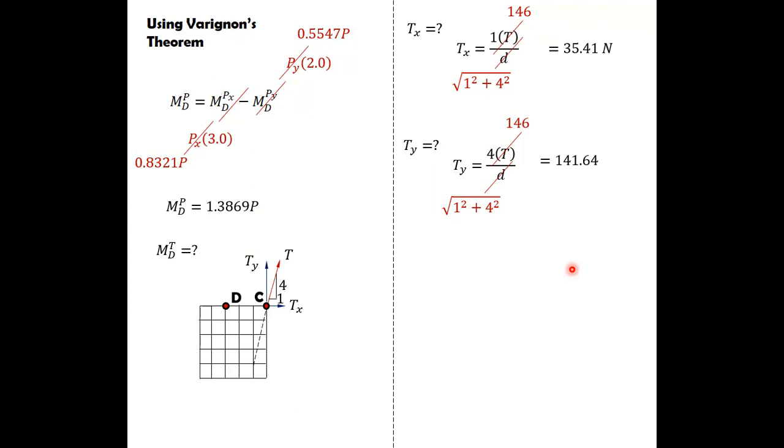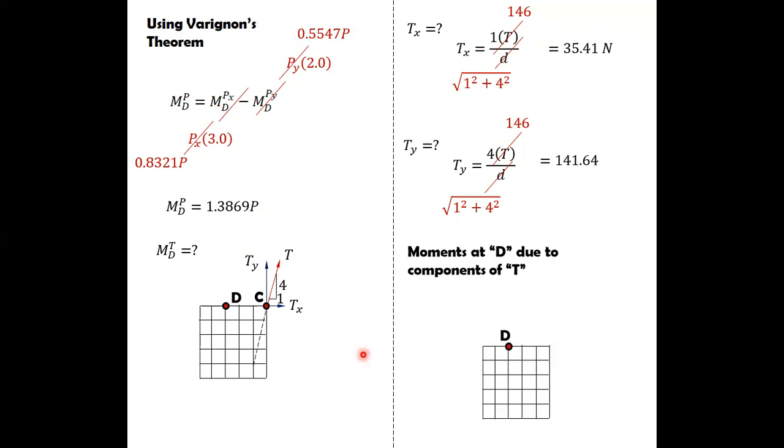Now, in terms of rotation or in terms of moment, let us check this time the moment to be generated by the X and then Y component of T about point D. Now, definitely, T sub X will not generate moment about point D. Why? Because it is passing through the point of interest. Walang moment arm. Automatic 0.